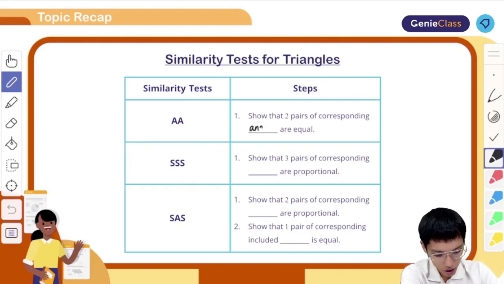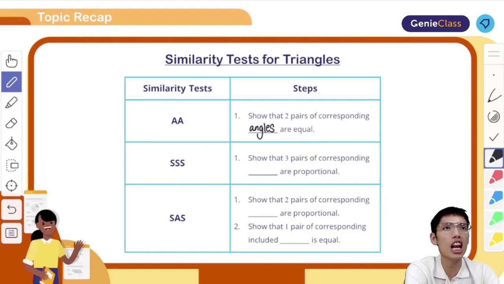Now for that, I'll just stop for a while, and can anybody tell me why I don't need to show my last angle for the similarity test for triangles? Can anybody tell me why? Very interesting thought here. Very good, Isabel. That's correct. Anybody else still wants to try? Why is it that for similarity tests for triangles, I just need AA? I don't need AAA. Sounds weird, but yes.